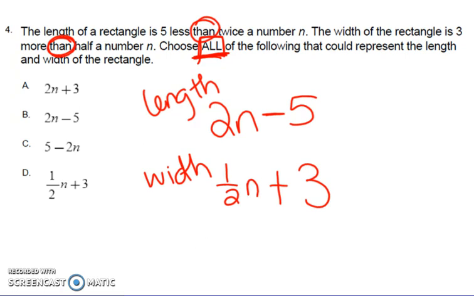So now I need to find the answer choices that match. Well, B matches my length, and D matches my width. If you didn't choose both of those, you were wrong. You needed to make sure you chose all of the following.